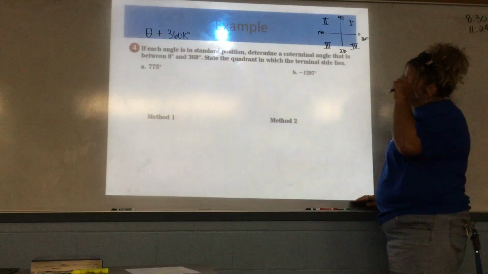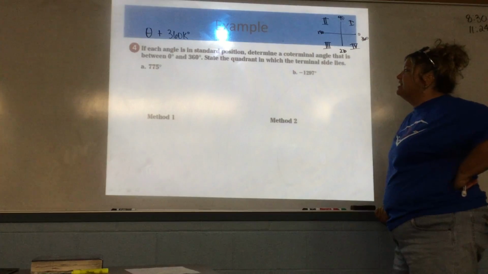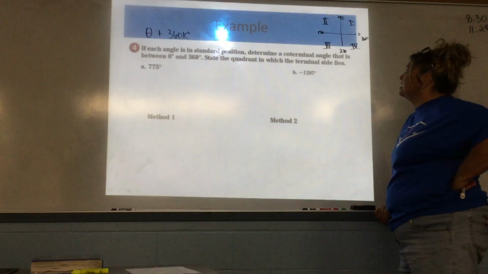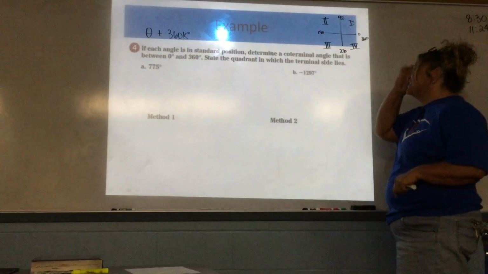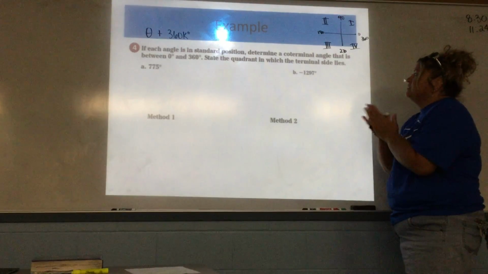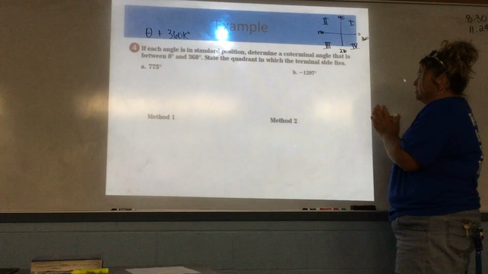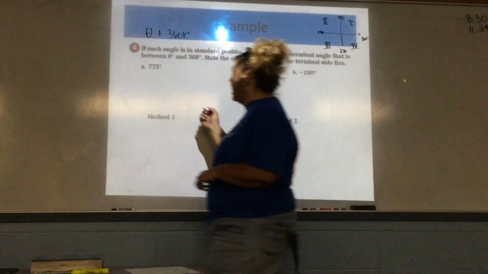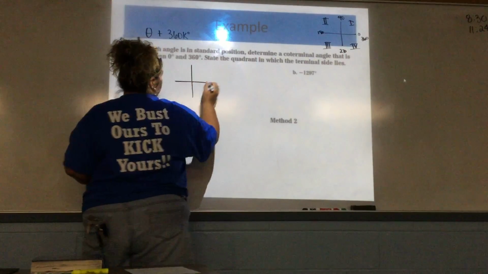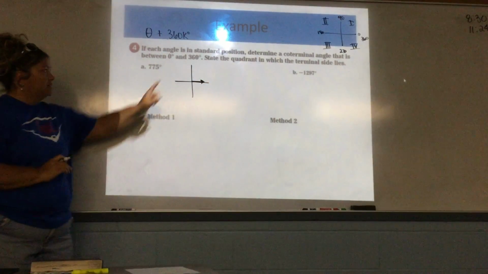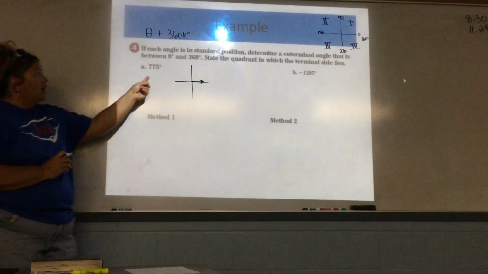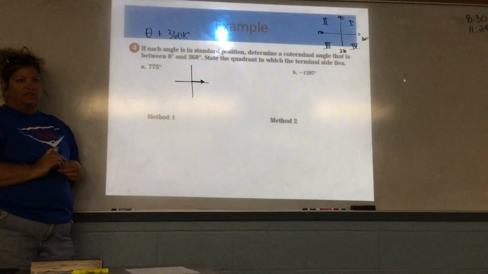What's it say? If each angle is in standard position, determine a coterminal angle. State the quadrant of the terminal side. Let's look at this. How would I figure out where this thing lies? Standard position specifically says, how do I get to 775?